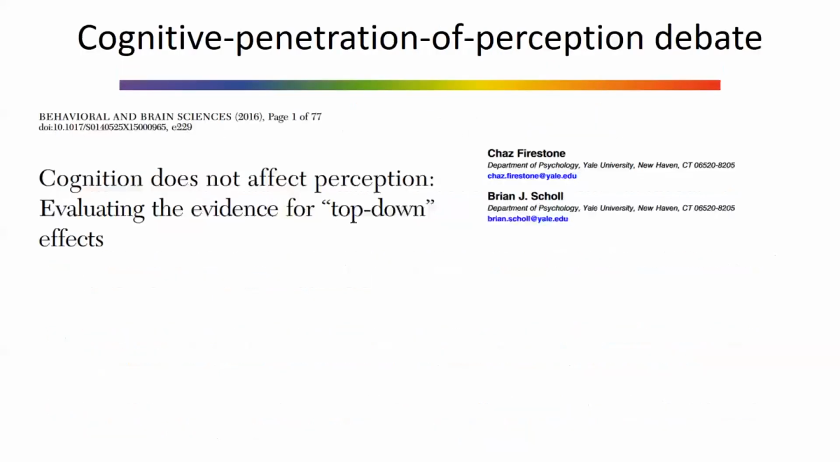And for those who aren't too familiar with the cognitive penetration of perception debate, this is an ongoing debate going since the time of Fodor and Pylyshyn about whether perception is encapsulated and separate from cognition, or whether cognition can change perception directly. And in most recent form, Firestone and Scholl have published a controversial paper challenging a lot of these findings that cognition can penetrate, or so to say, directly influence perception.